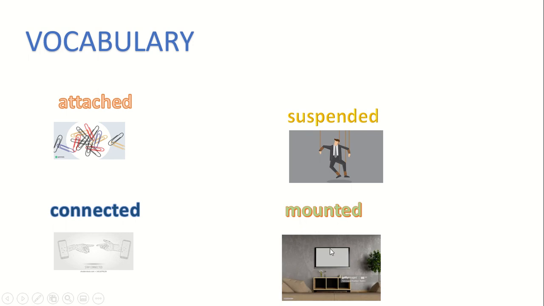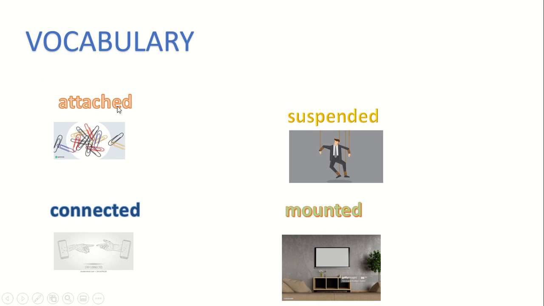Mounted. What is this TV? Is there anything under the TV? No. So it's on the wall. So it is mounted on the wall. Mounted on the wall. Okay, with all these words, we have prepositions that come after them.